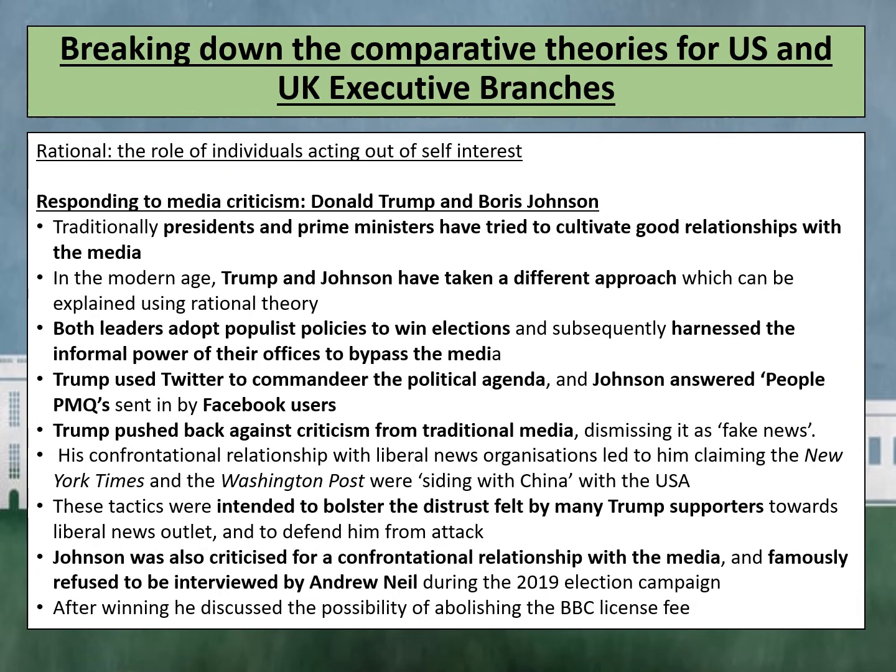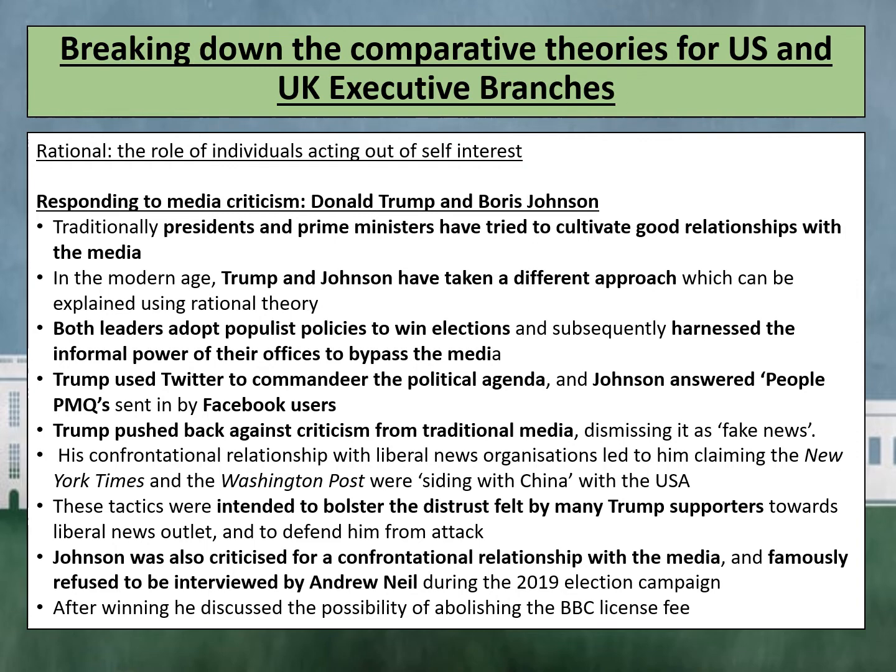Also part of rational theory when looking at the executive branches is how they respond to media criticism. And here I'm going to focus on US President Donald Trump and UK Prime Minister Boris Johnson. Traditionally, presidents and prime ministers have tried to cultivate good relationships with the media. In the modern age, Trump and Johnson have taken a different approach, which can be explained using rational theory.